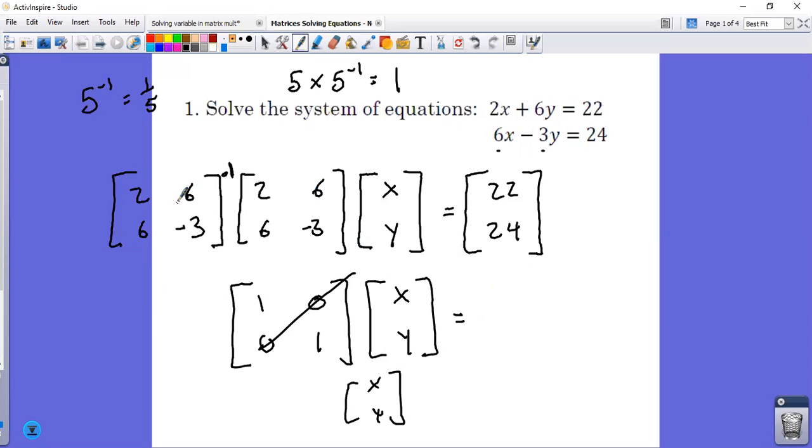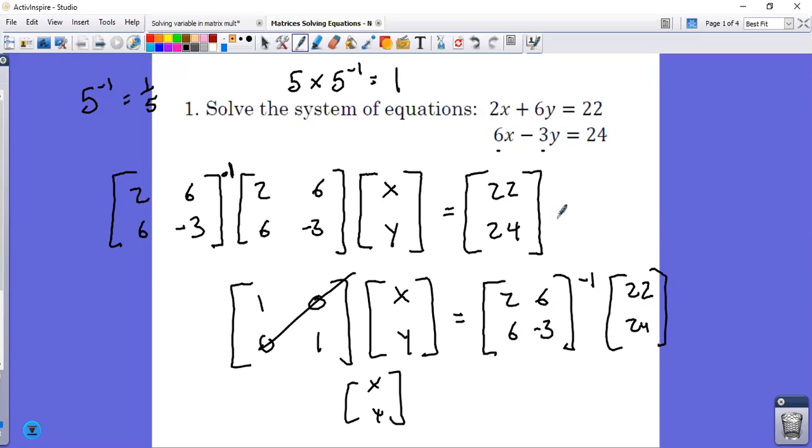Well, if you do something to one side of the equation, and this is the important part, you have to do the inverse first. You have to do the 2 by 2, 2, 6, 6, negative 3, times the 2 by 1, 22, 24. You can't multiply it after because it won't line up, right? A 2 by 1, you can't multiply by a 2 by 2. And the inverse is still a 2 by 2. So it's the inverse times. So all of this explanation isn't really needed if you go from here to this. It will give you X and Y.